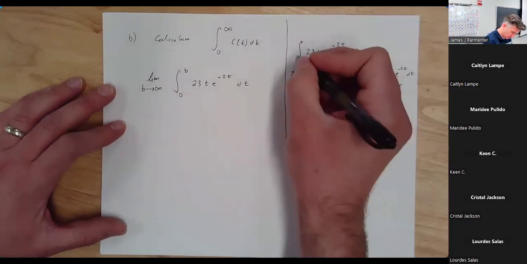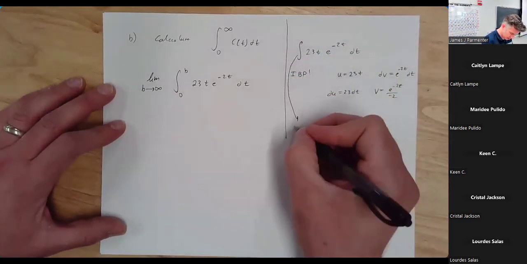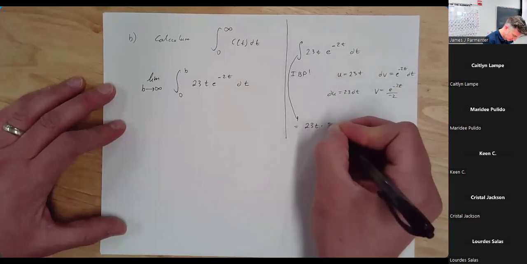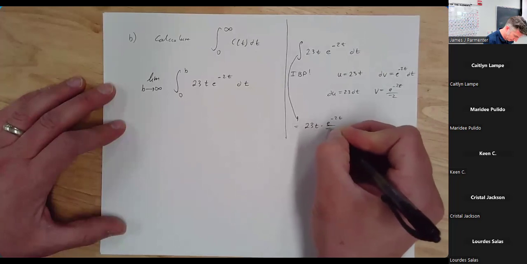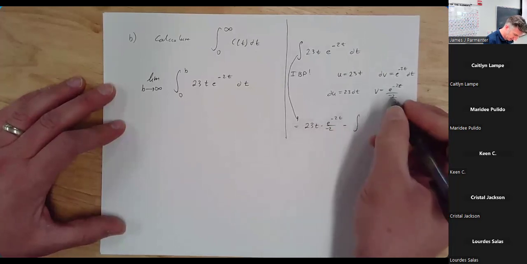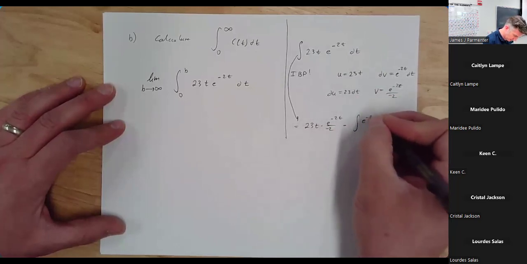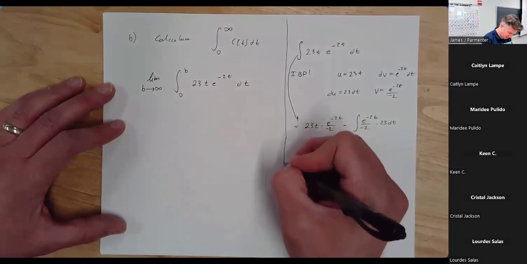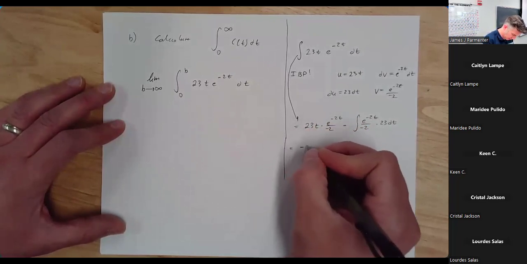And so our integral becomes u times v, so 23t times e to the negative 2t divided by negative 2, minus the integral of v du, which is e to the negative 2t divided by negative 2 times 23 dt. And simplifying this just a bit, we're going to get negative 20.